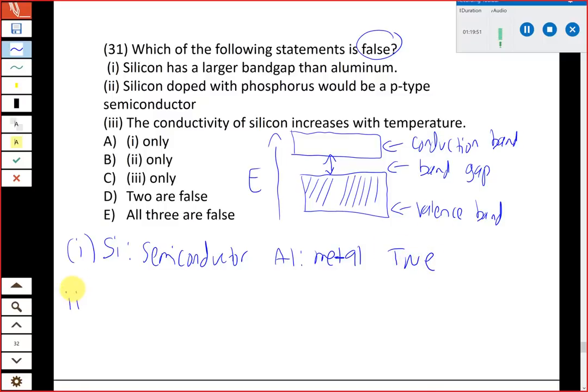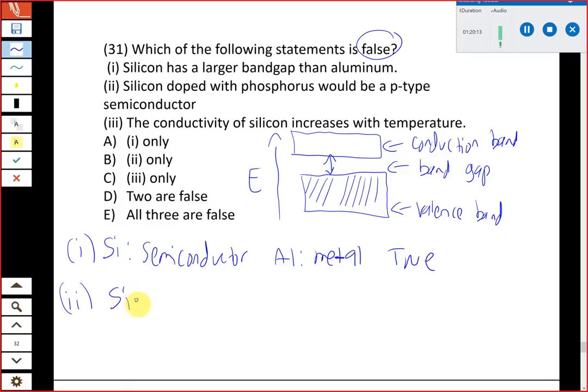The second statement here deals with the doping of a semiconductor. In addition to silicon just being what's called an intrinsic semiconductor, you can also put in small amounts of other elements, and that will change the semiconducting behavior. So if we dope silicon with phosphorus, would this be a p-type semiconductor? That's what this statement is asking us.